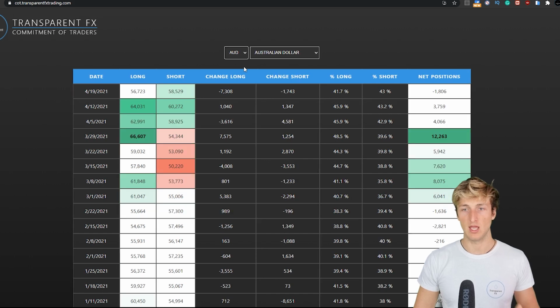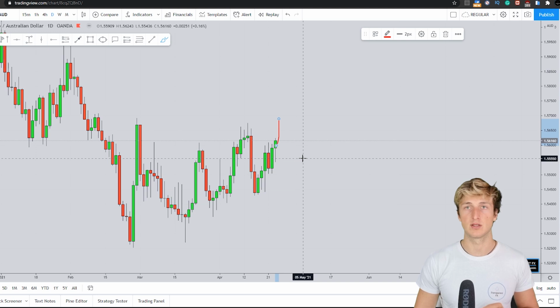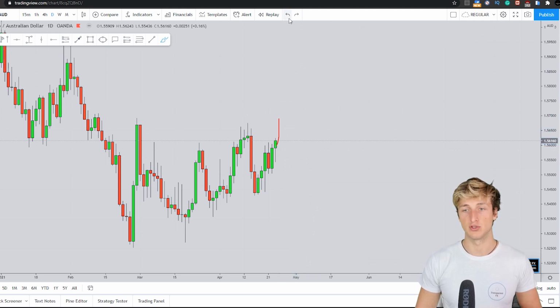And if we see what we have on the AUD from an institutional perspective, we just went from a positive net positioning of 12.2k net positions with 54k shorts and 66k longs, all the way to a negative net positioning of minus 1.8k net positions with 58k shorts and 56k longs. So we went from having more longs than shorts to having more shorts than longs on the AUD, which clearly, in the short term at least, is getting quite bearish, meaning, once again, that we can expect more continuation to the upside before a potential reversal.